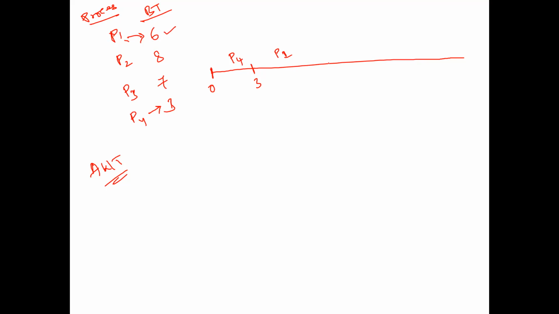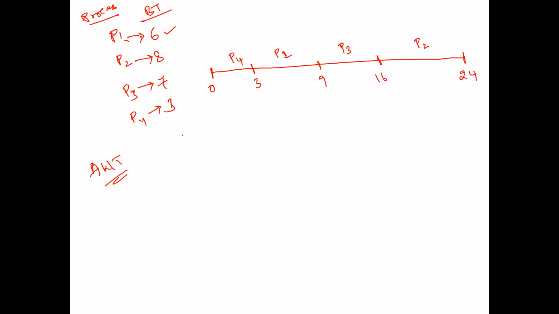So 3 plus 6 is 9, right? After that, the shortest job is P3. So consider P3, and 9 plus 7 is 16. Then the longest job is 8 units of time, so consider P2 here. 16 plus 8 is equal to 24. So this is your Gantt chart, right? In the Gantt chart, we draw time against the different processes.